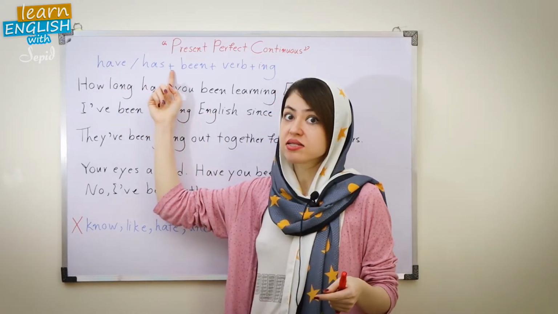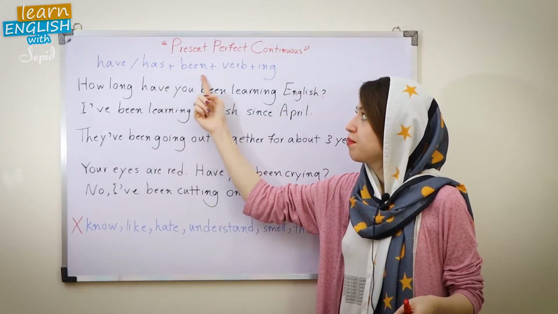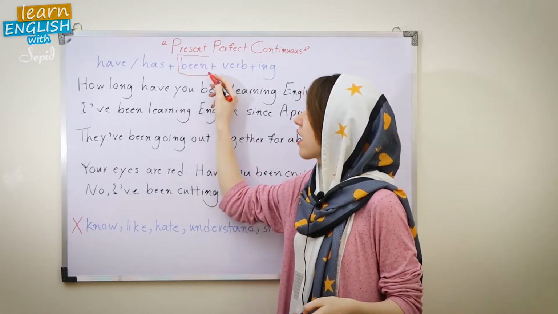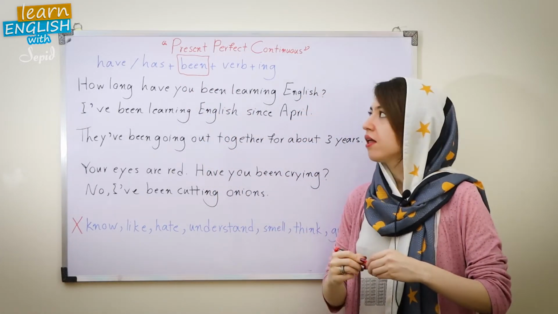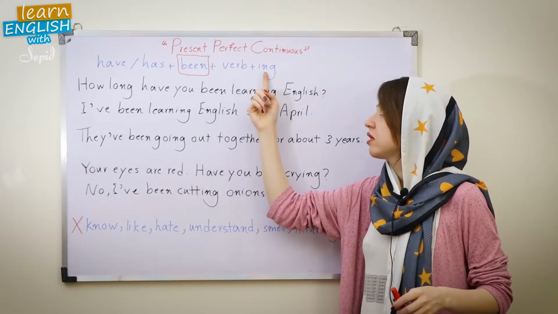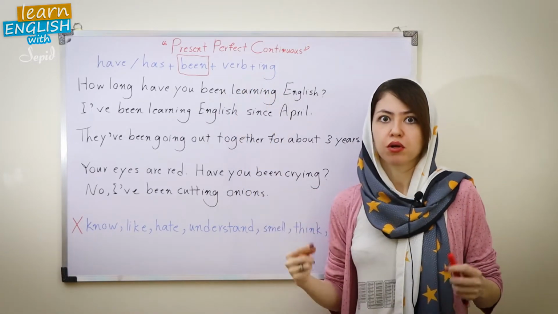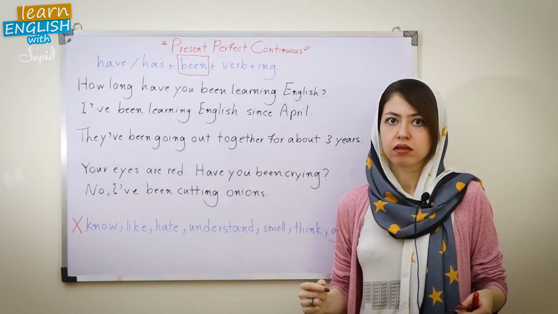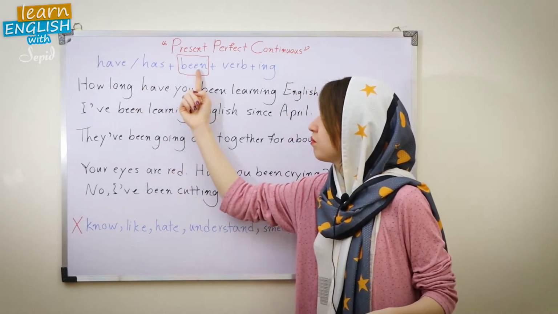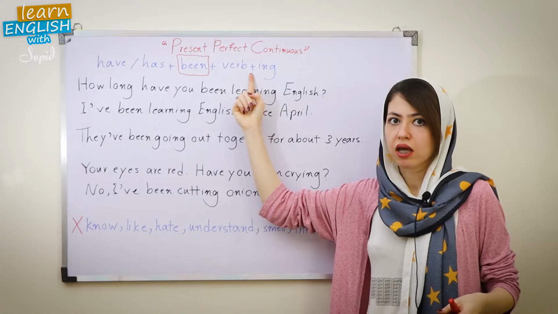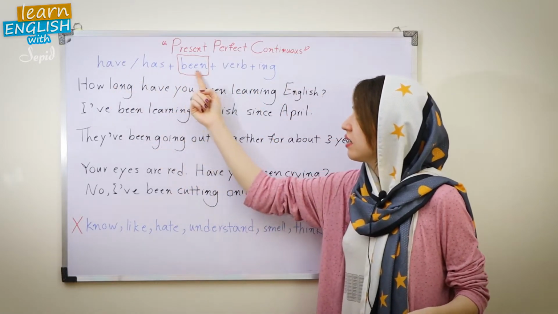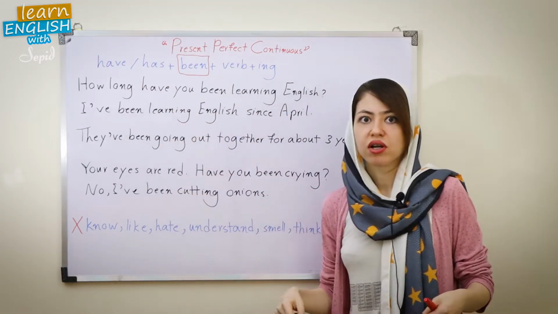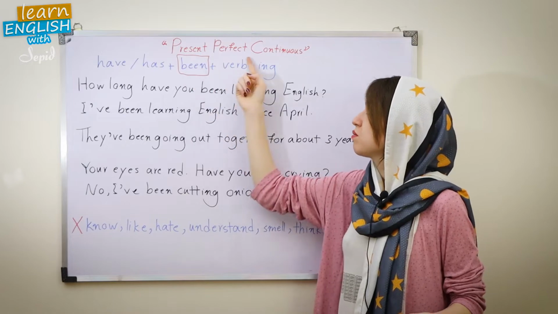Have or has plus been. Been is the fixed part, okay? So after have or has, you should put been, then your verb with the ing form, okay? For instance, have been playing, has been doing, have been studying, like this. So this is the formula that you're going to follow if you want to talk about the present perfect continuous tense.